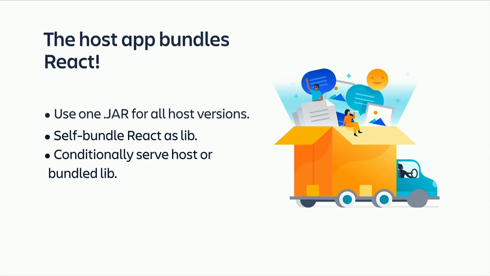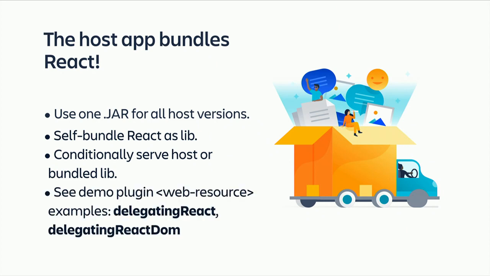We're going to create client JavaScript code that conditionally serves either the host or the bundled library. How do we do that? Well, we have a requirement on the host side where we generate a condition in our web resource that will check the host product version number and decide, are we new enough to have this bundled React? If so, we'll use it, and otherwise, we use the bundled version. You can see examples of this in the demo plugin's atlassian-plugin.xml under delegating React and delegating React DOM.